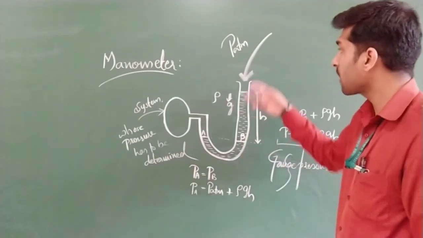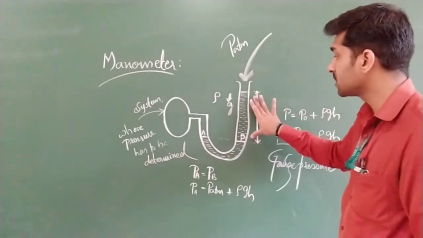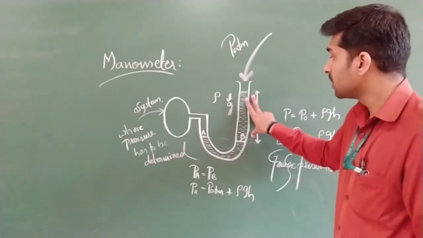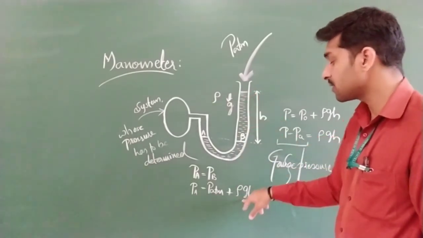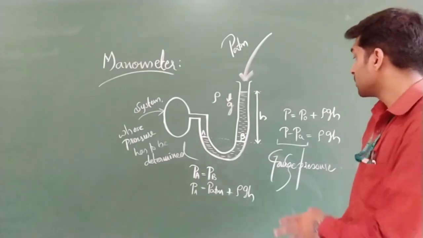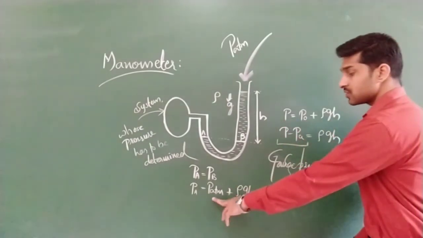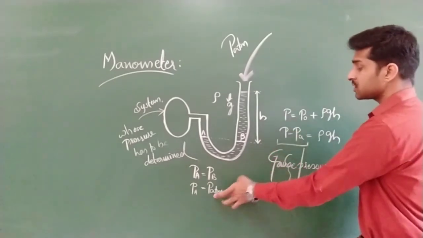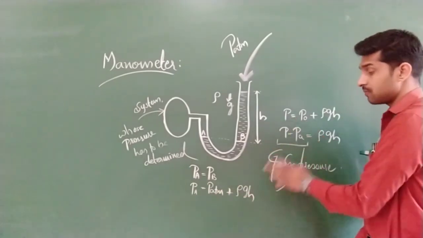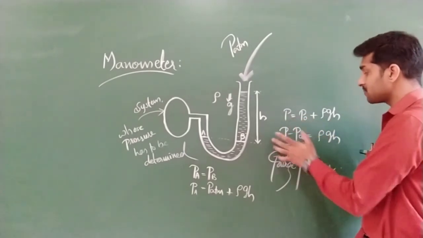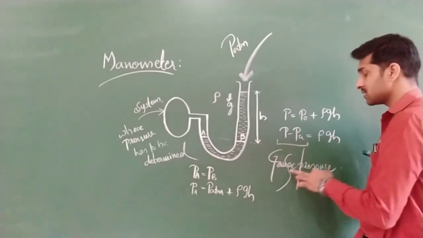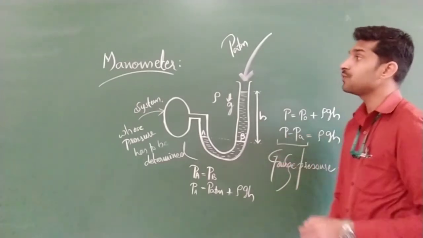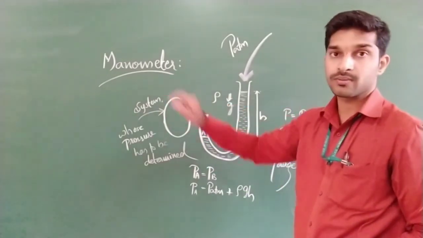At point B, what will act? P atmosphere plus the pressure due to this liquid column, which is nothing but rho gh. Correct? So P is equal to P naught, in place of P atm, plus rho gh. So P minus P naught is equal to rho gh. P minus P naught is nothing but gauge pressure. To calculate a pressure difference, we are going to use a manometer. Clear?